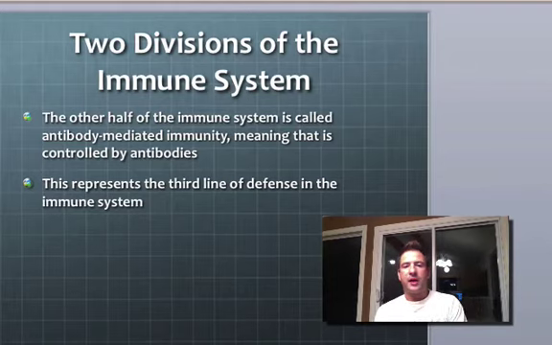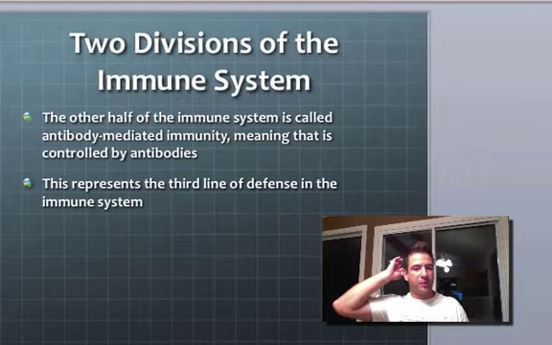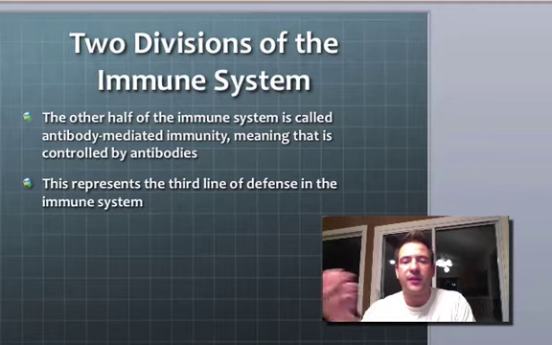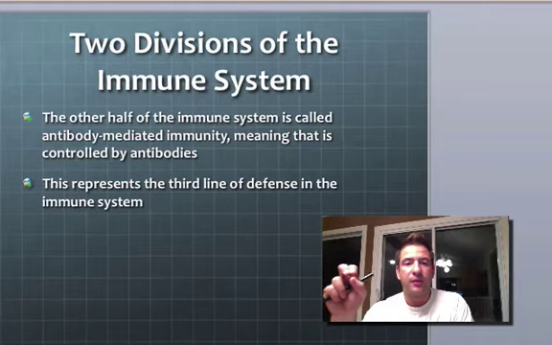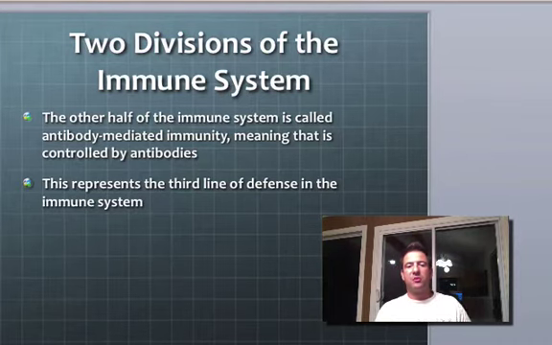The other half of the immune system is called the antibody-mediated immunity. It basically means that it's controlled by antibodies, and those are the ones that build up immunity within our body. It builds this immunity so they remember what those foreign invaders look like, and they sense them, so anytime they come in, they can attack them as well. This is what we call our third line of defense.